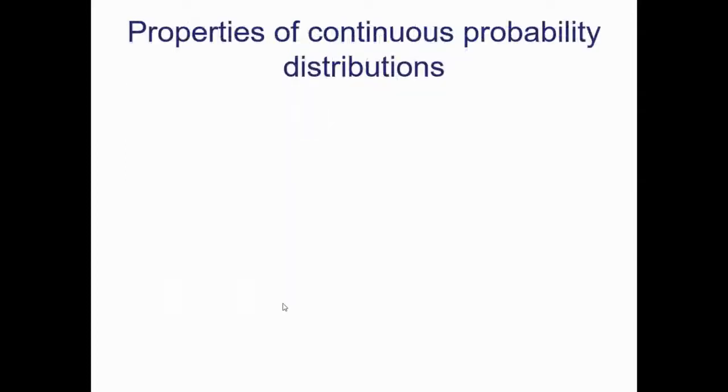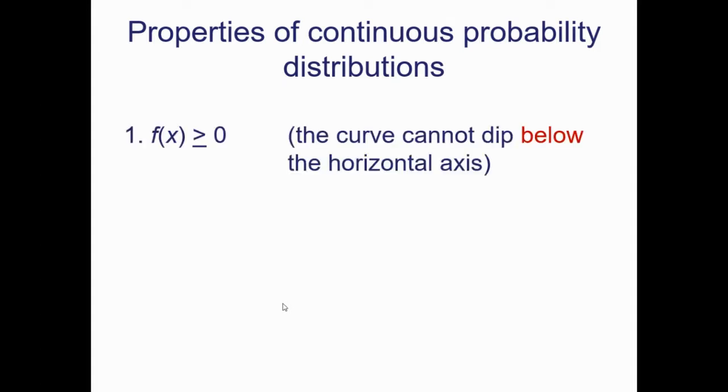Okay, so let's look at the properties of continuous distributions. The first one is that f of x has to be greater than or equal to 0. We cannot have the curve go below the x-axis. Greater than or equal to, or greater than? Greater than or equal to. It can be 0, but it can't be less than 0.